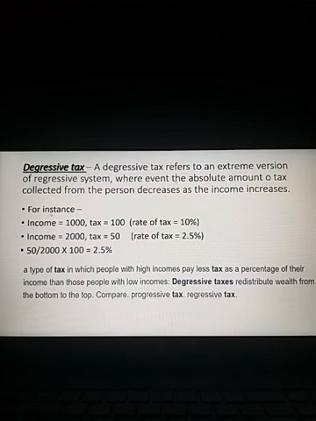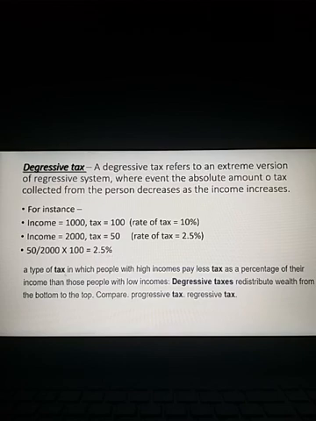For instance, if income is 1000, tax paid is 100, that is 10% rate of tax. Suppose the income doubles to 2000, the tax becomes 50. Previously he was paying 100, but now he pays 50. How? The rate of tax is 2.5%. That is 50, the new tax paid, divided by the new income 2000, multiplied by 100, and you get 2.5% as the rate of taxation.